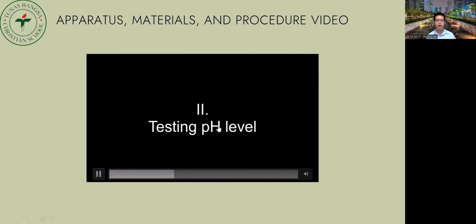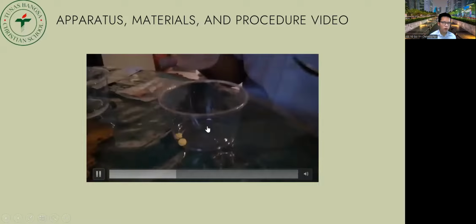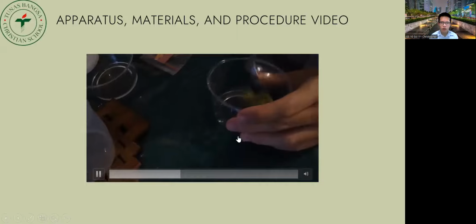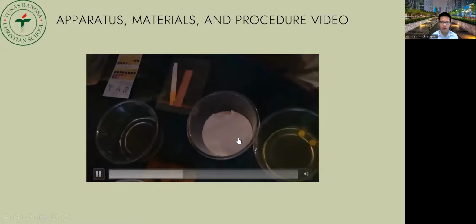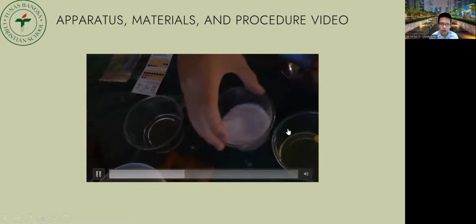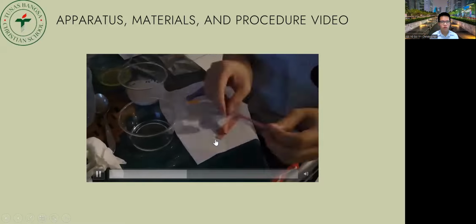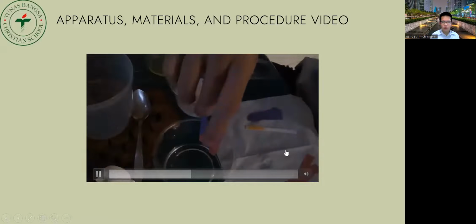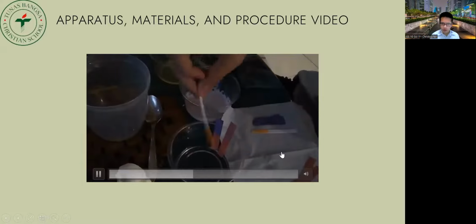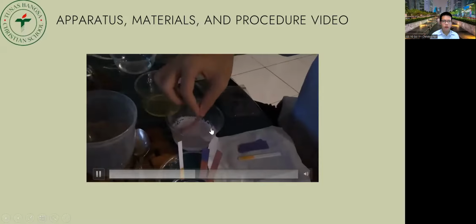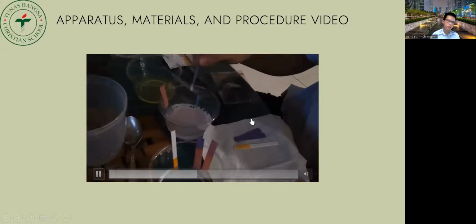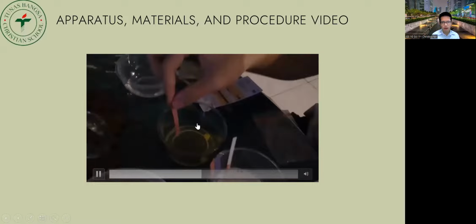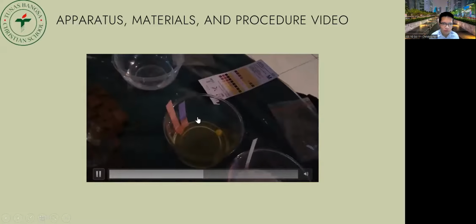Next, testing the pH level. First, crush the solid substances and add water so they turn into liquid substances, like vitamin C and detergent. Next, we test the pH using the litmus paper and the universal indicator and record it into the result table. So we see the litmus paper and the universal indicator results of the substances.